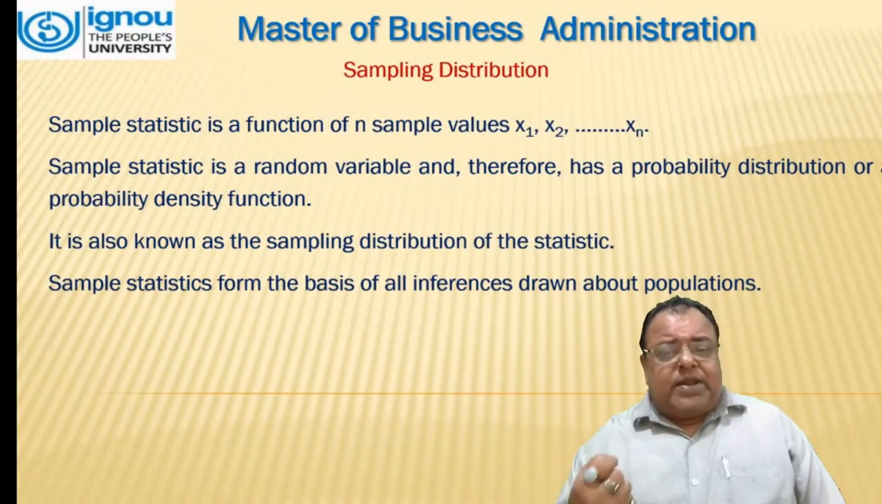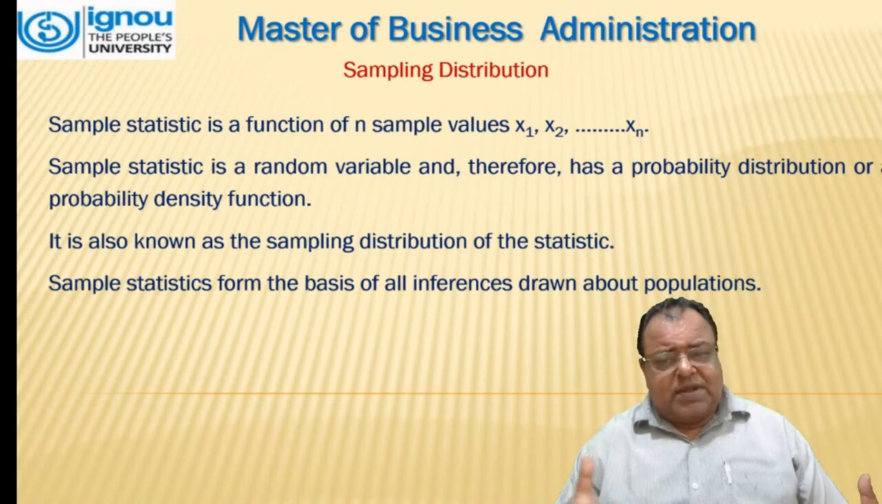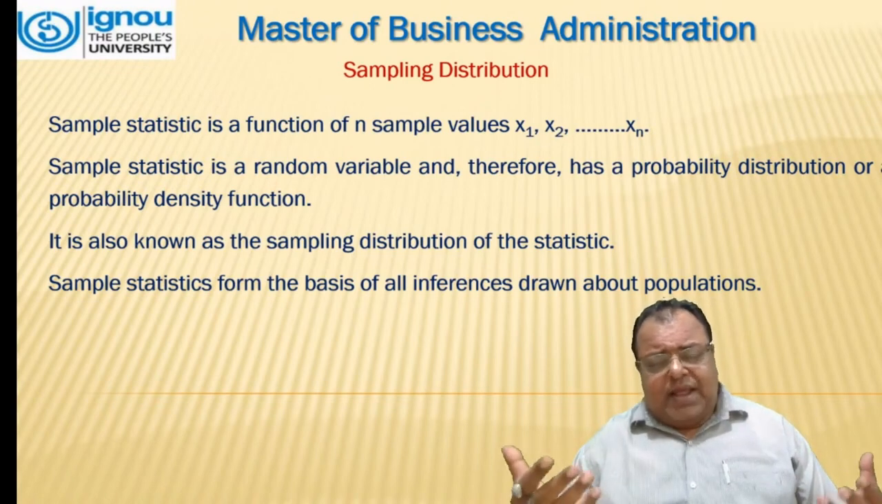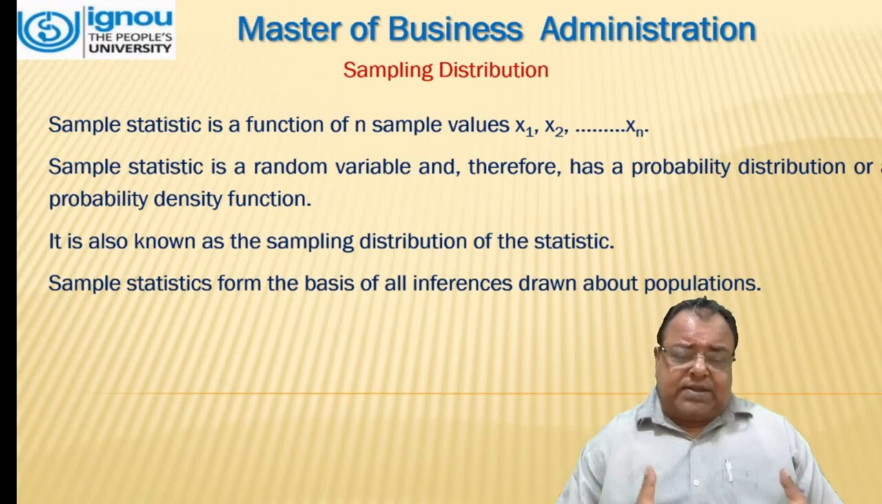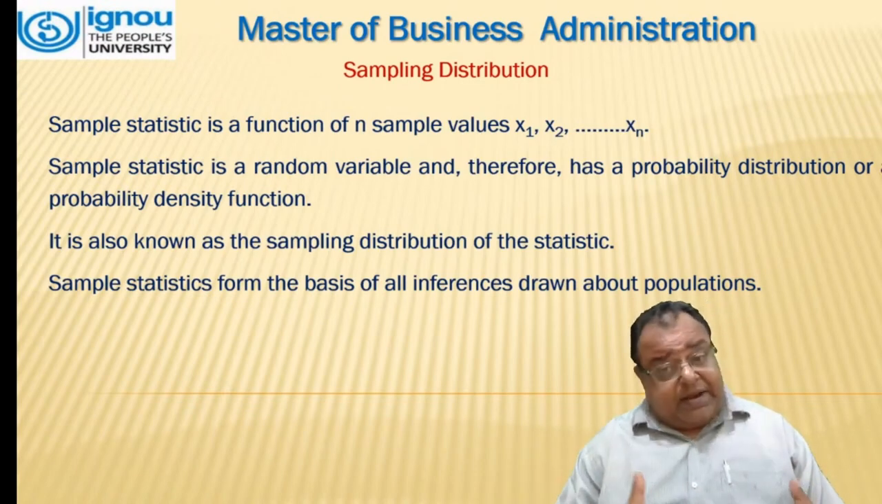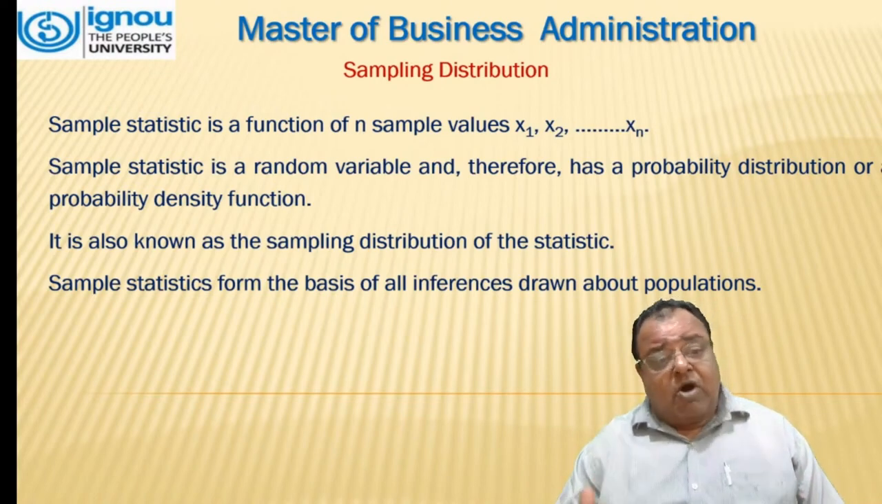Sampling, we start with the sampling distribution. A sample statistic is a function of n sample values, x1, x2 till xn. A sample statistic is a random variable and therefore has a probability distribution or a probability density function, in short P. It is also known as the sampling distribution of the statistic.